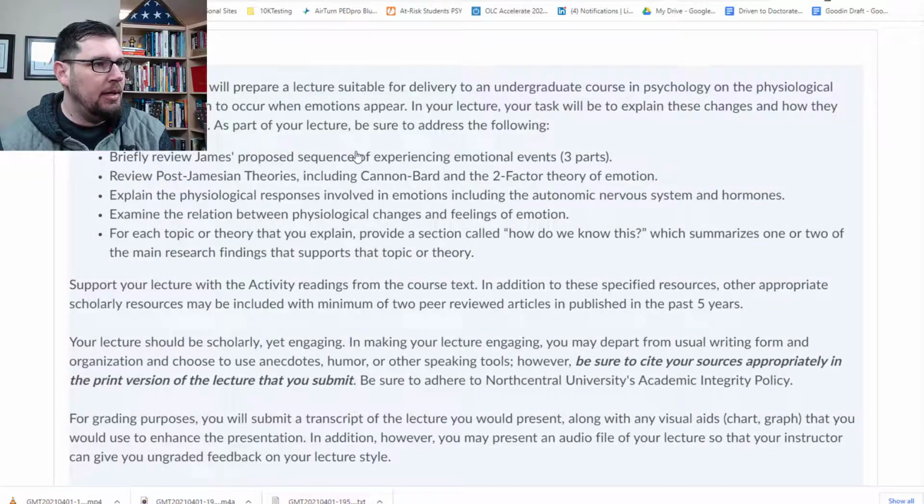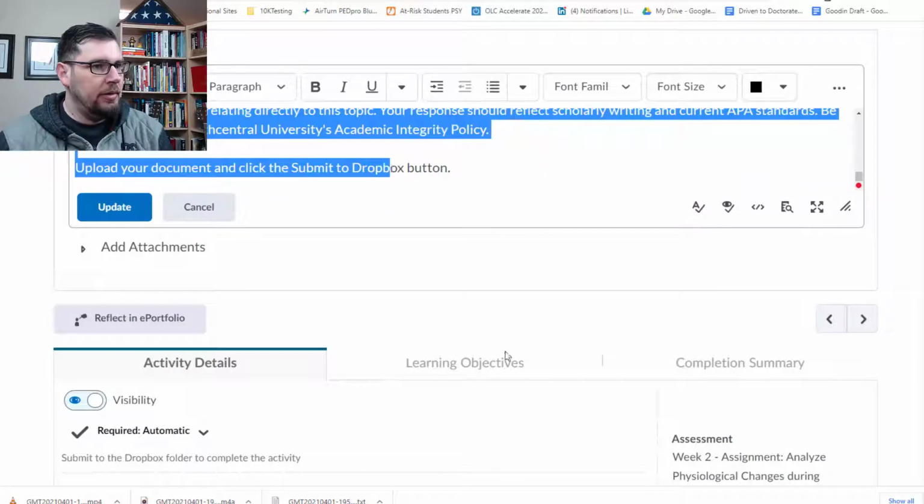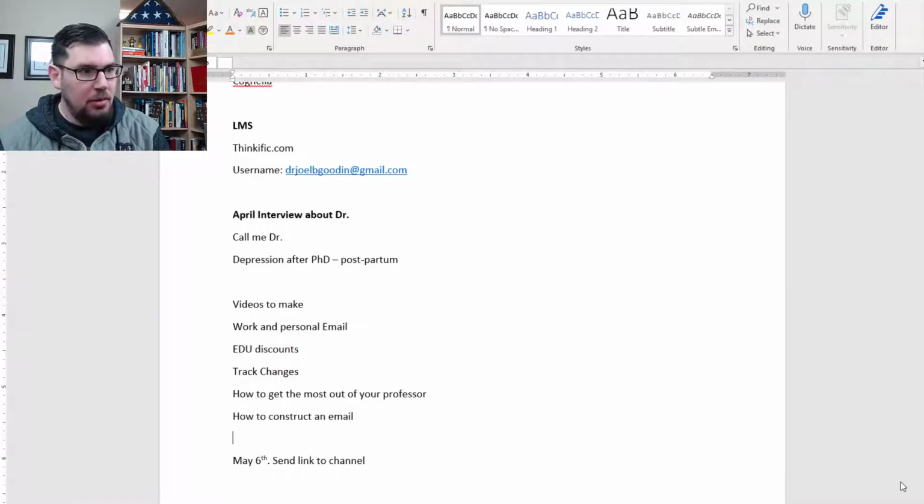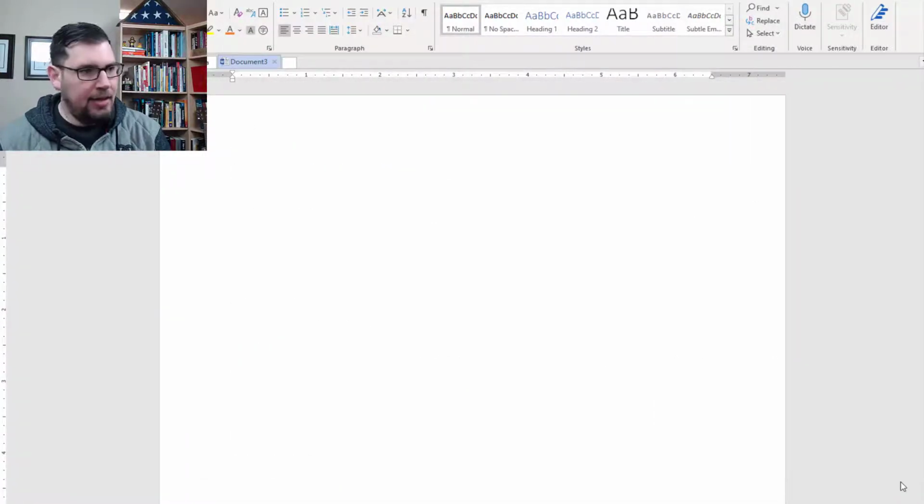All right. Here are the directions for this assignment. I'm going to pull them over into a Word document.